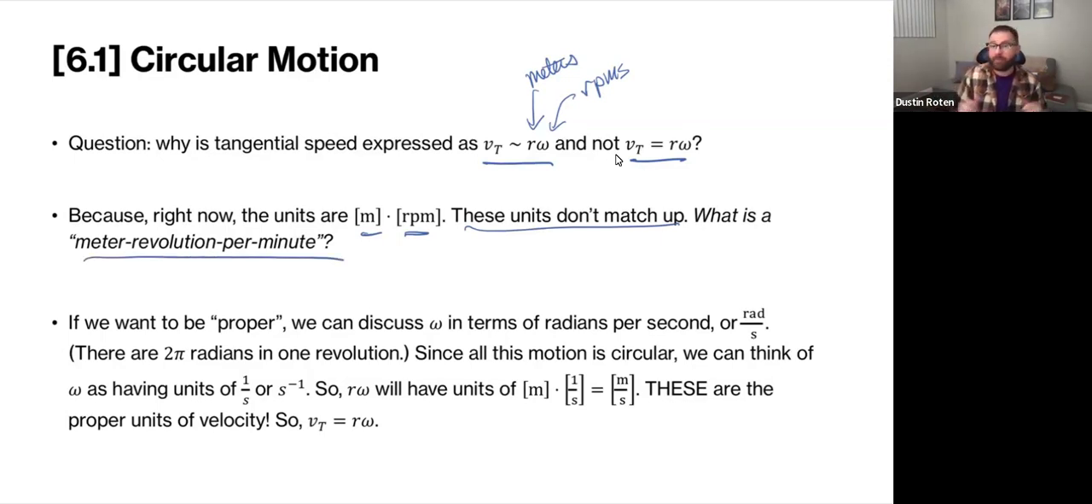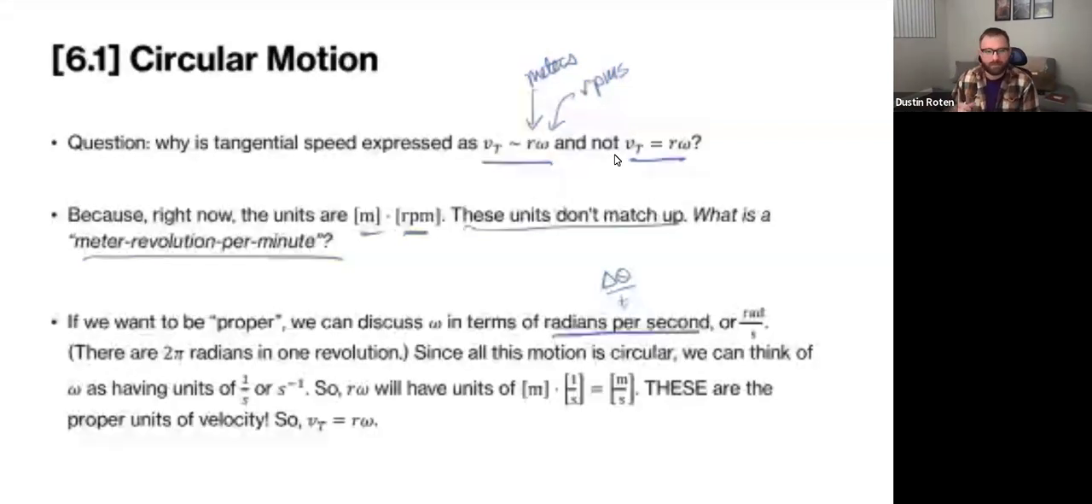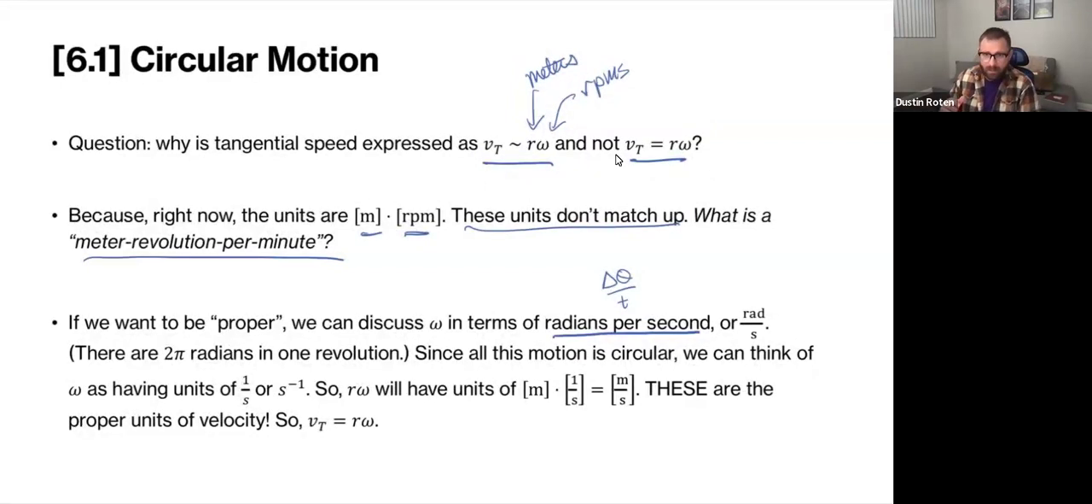So if we want to be pinky out proper, we can discuss omega in terms of radians per second. You know, this is getting closer to the whole change in theta over time, because you can measure the angle in radians, you can measure it in degrees, but we don't need to do that right now. We'll deal with that later. So the whole idea is that we can actually measure omega in radians per second. And of course, there's 2 pi radians in one full circle, just as a quick reminder.